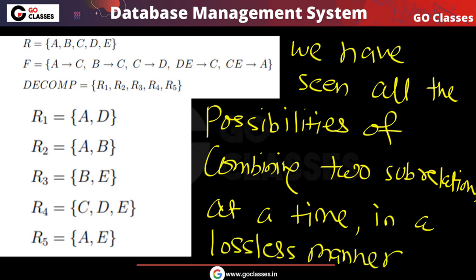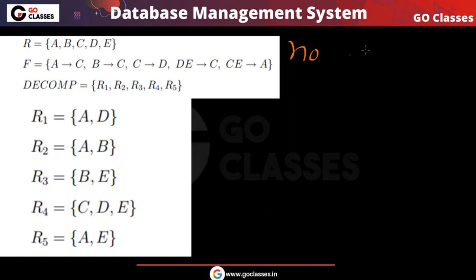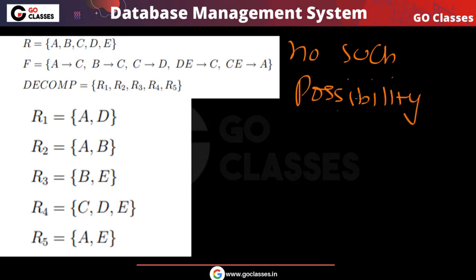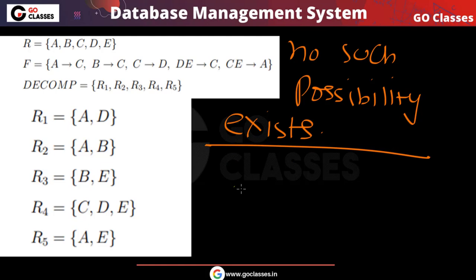So we have seen all the possibilities of combining two subrelations at a time in a lossless manner. No such possibility exists. So no such possibility exists means that by taking two relations at a time, I am taking two at a time.